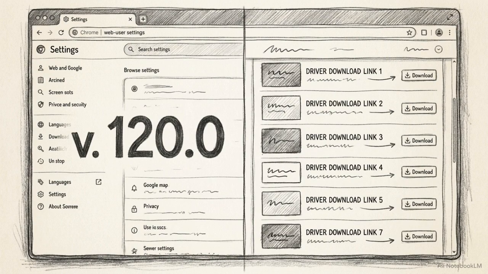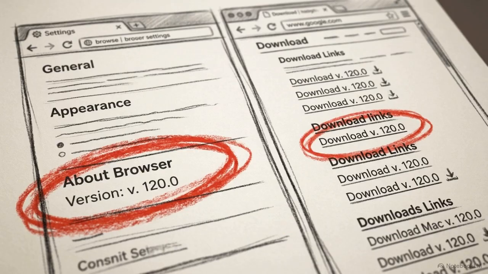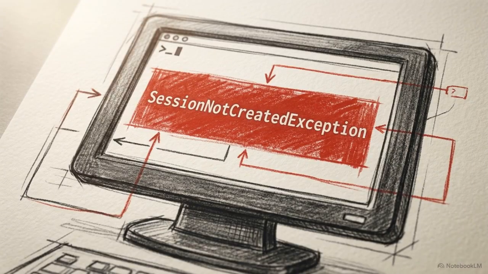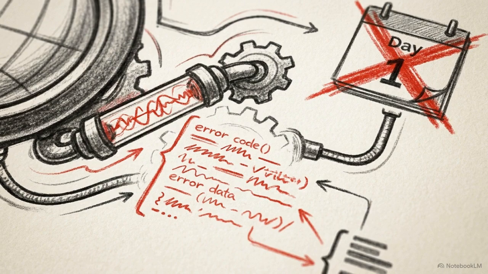Before you write any code, you must check your browser's About settings page, find the exact version number, and download the matching driver file. If those version numbers do not match exactly, your script will crash immediately. It is the single most common reason a test fails on day 1.